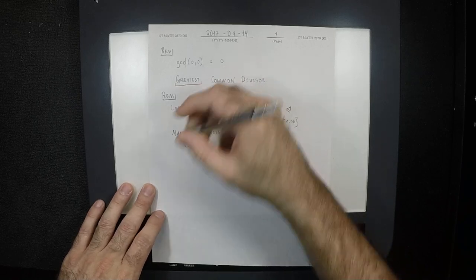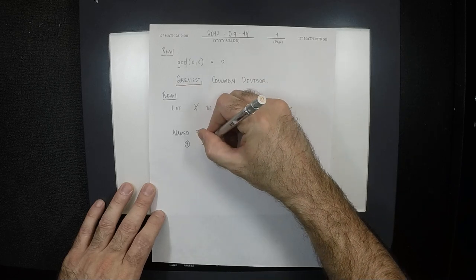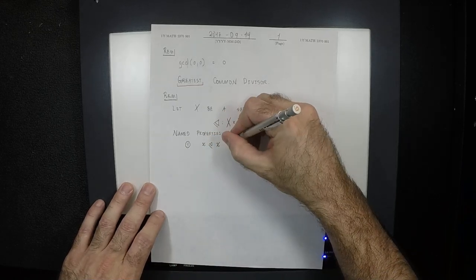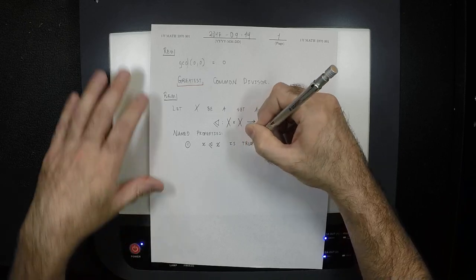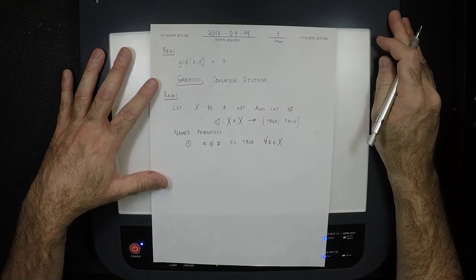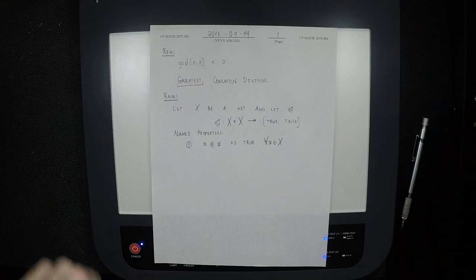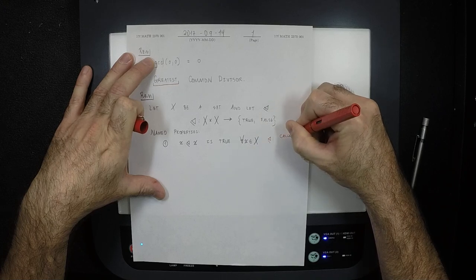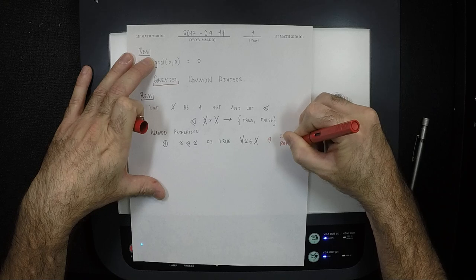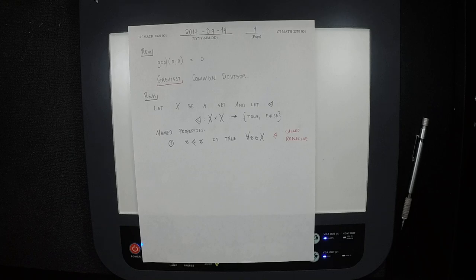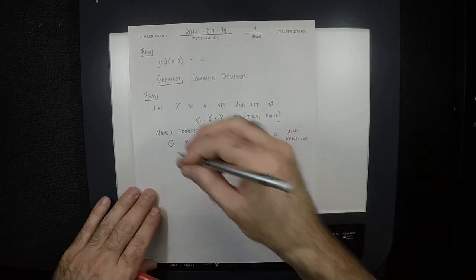So the first one is that if x with x, if this is true for all little x in big X, then this function is called reflexive. So I want you to see that this is, in a sense, just like less or equal. Isn't it true that every x is less or equal to x? Yeah, that's true. So this property is called reflexive. Two.